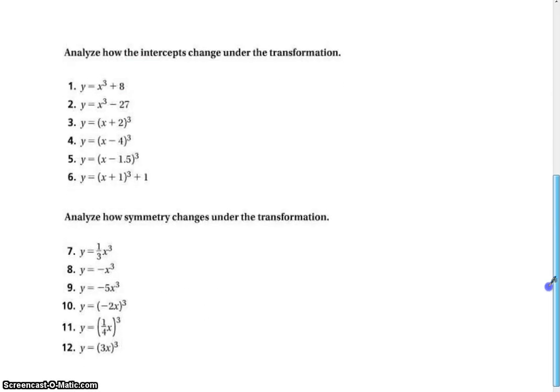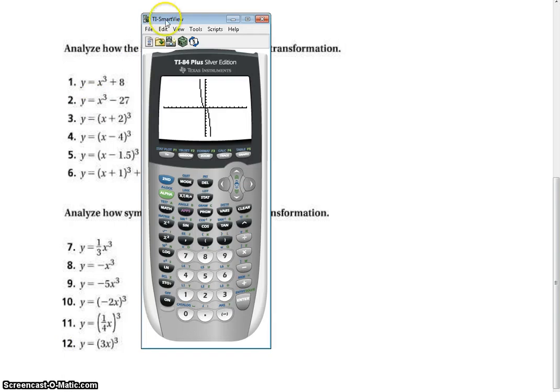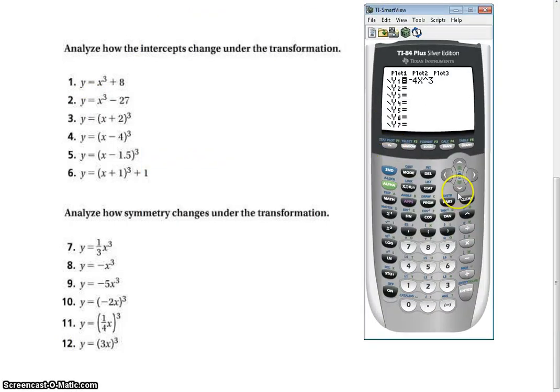So looking at these, it wants you to analyze how the intercepts change under this transformation. So we're going to go to y equal, and we're going to put in x to the third plus 8. Okay, well, we should know that since it's plus 8, it's going to go up 8. And so your y-intercept should change, right? Y-intercept is going to go, and it should now be at 8. And your x-intercept, and so sure enough, x is 0, your y-intercept is now 8.